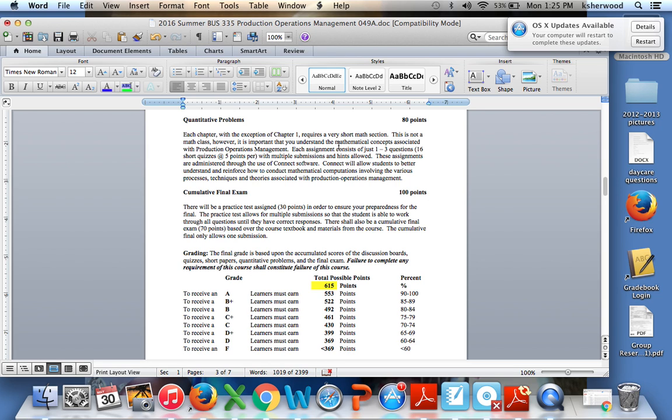And here's the Connect piece. Quantitative problems: with the exception of chapter 1, every chapter has a short math assignment to it. The math is not a focus of the course, but I want you to at least understand what some of the math involved is. So there's just a couple of questions, literally 1 to 3 questions, that you'll have to answer through Connect. And that should feed directly to your gradebook.